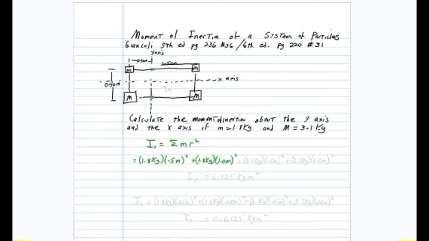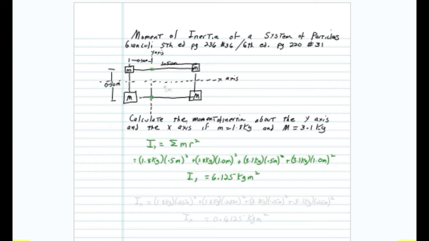on the right-hand side. Then we've got the bottom left, which is 3.1 kilograms. Its distance is 0.5 meters. And bottom right, which is 3.1 kilograms, and its distance is 1.0 meters squared. If we do all that, we end up with 6.125 kilogram meters squared. So that's I about the y-axis.